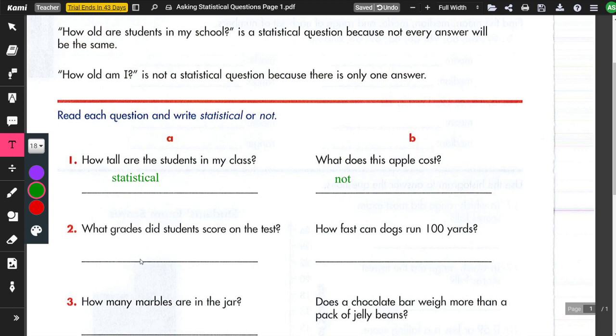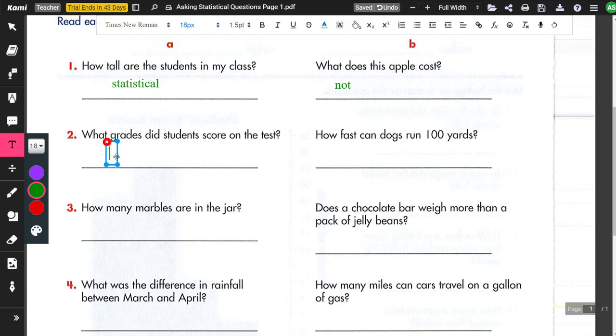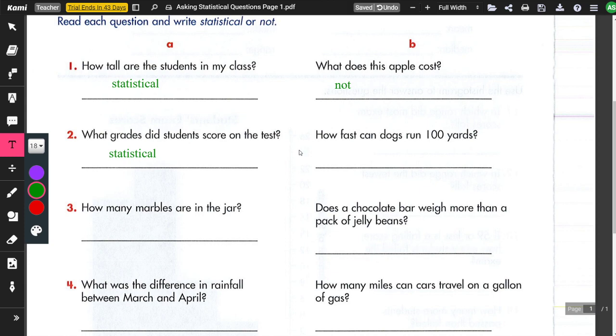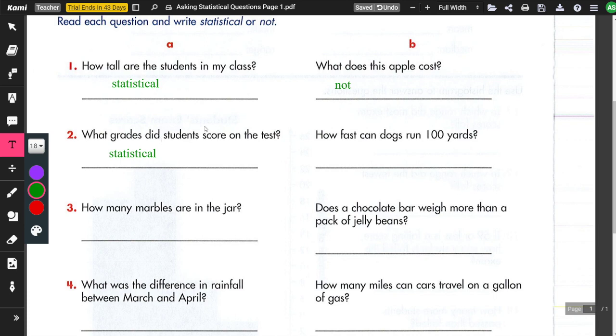Okay, let's look at number 2. What grades did students score on a test? So we're looking at one test, but we're looking at many students with that test. So this would also be statistical. A lot of T's and I's in this one, and S's. Okay, and luckily if you're doing this on the computer, you'll get that red line if you spell it wrong, and so you can right click and then spell it right.